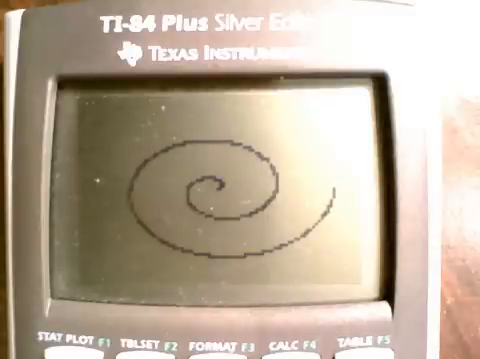Okay, we saw what happened when we went r equals theta. It just kept going forever. So anyway, that's what we're going to be graphing in the next video.